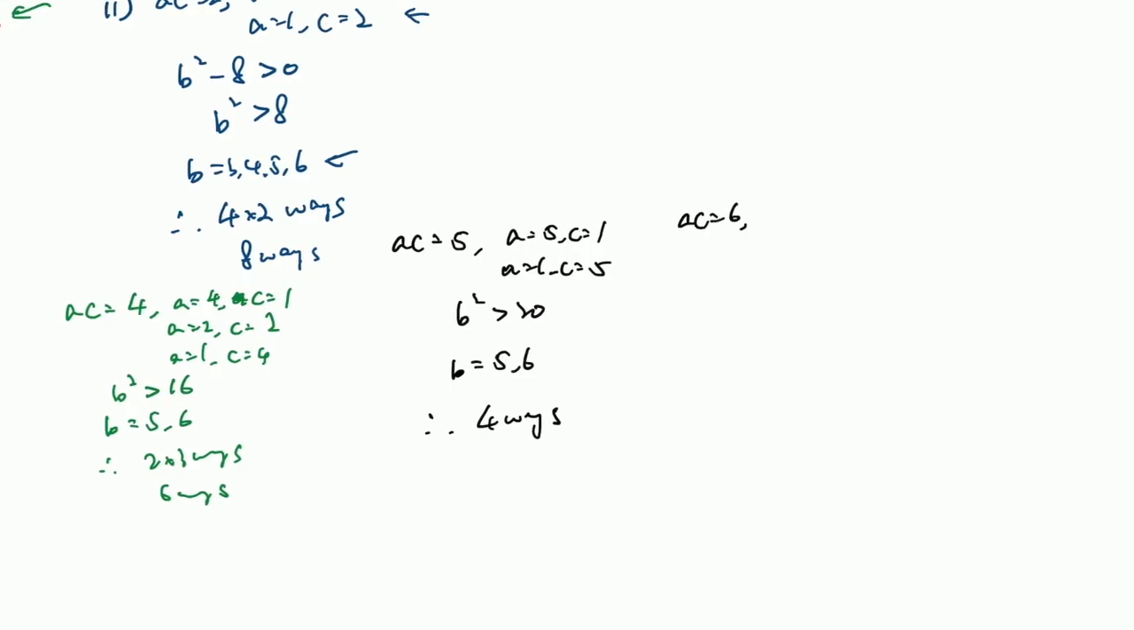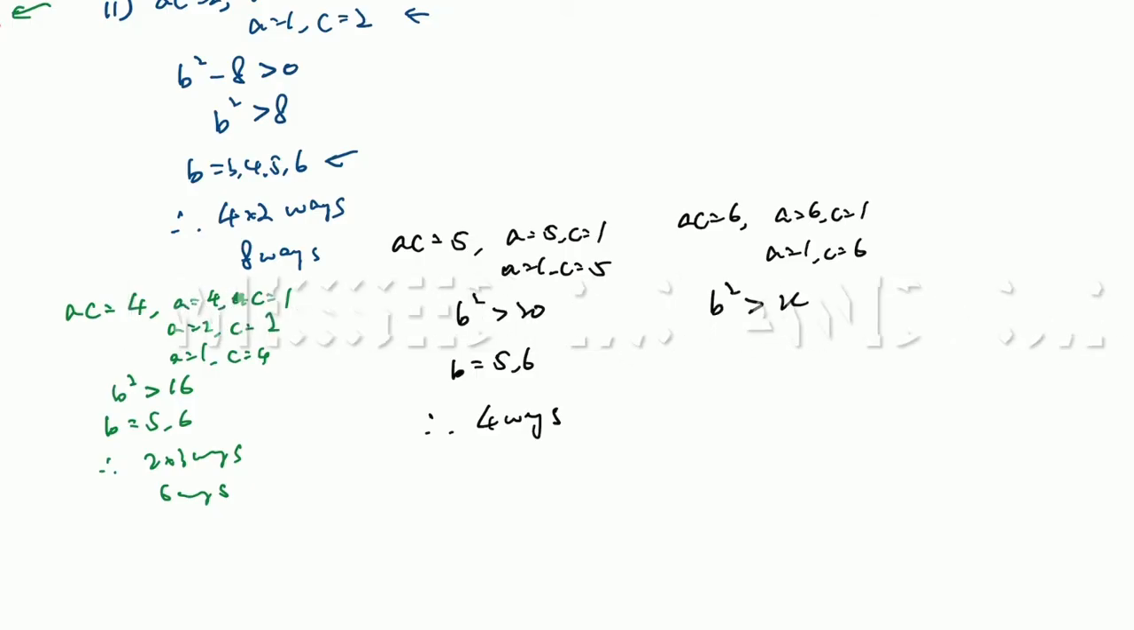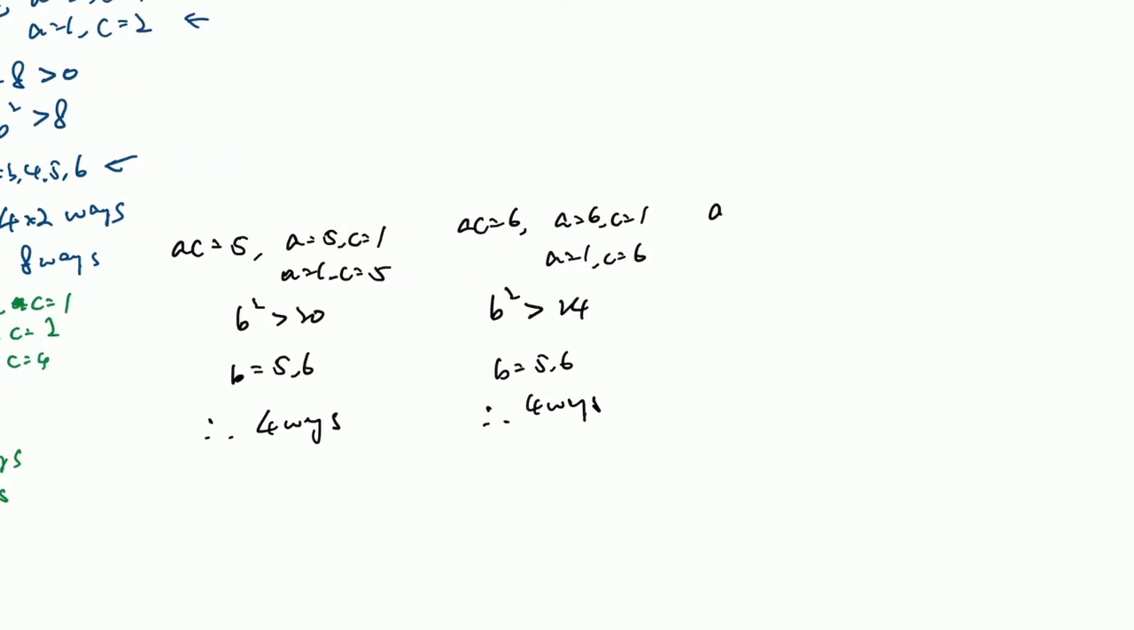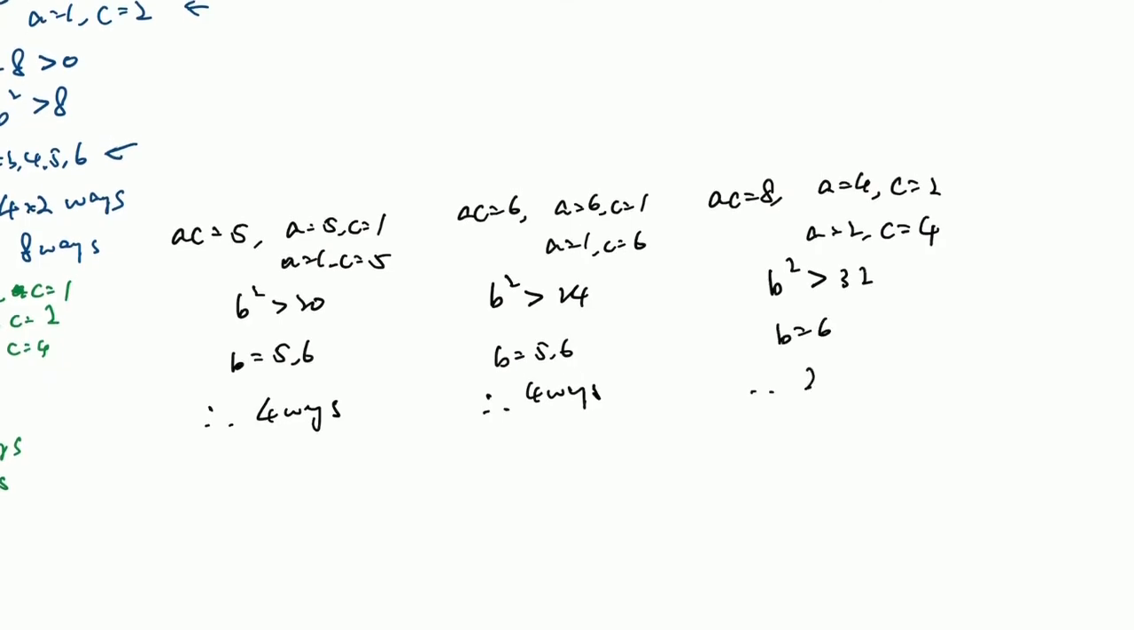If it's 6, A is 6, C is 1, A is 1, C is 6. Is there another way? No, right? B squared needs to be bigger than 6 times 4 is 24, so B can still be 5, so there are 4 ways. And if AC is 8, I don't know, even if you know this in the exam, you kind of doubt yourself, right? It's like, is this really what IB wants us to do? 32, so B has to be 6, so there's only 2 ways.